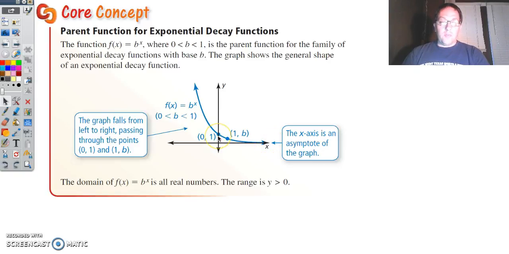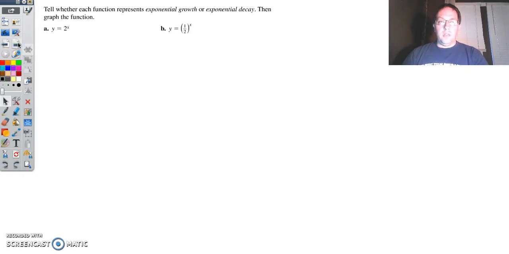Notice it still goes to the point (0, 1). It also still goes to the point (1, b). That doesn't change. It's just that this time b is less than 1, so we're going down. So we have a decreasing function, so it's exponential decay. It has the same asymptote. It's still not going to touch that x-axis. It's going to get really close to it, but it's never going to actually touch it. It has the same domain of all real numbers, and the range is still y is greater than 0, not equal to. So let's take a look at a couple of these.